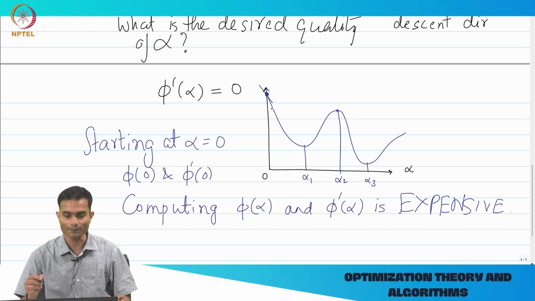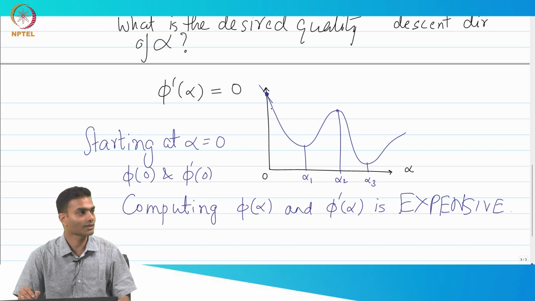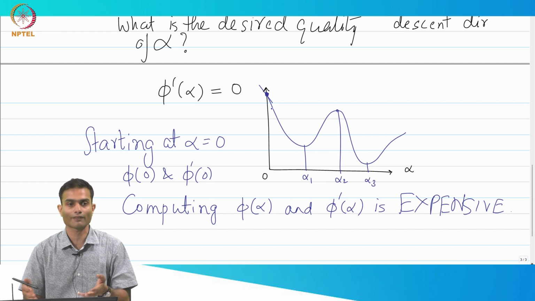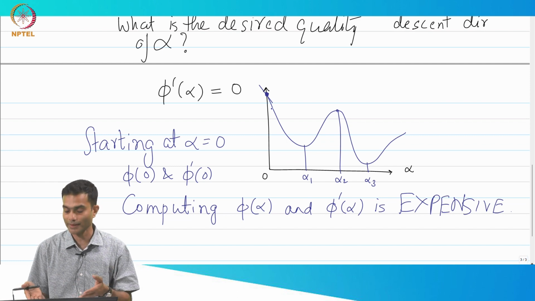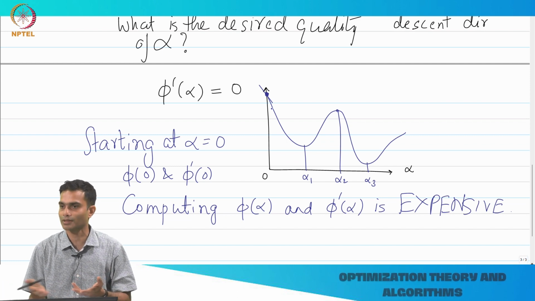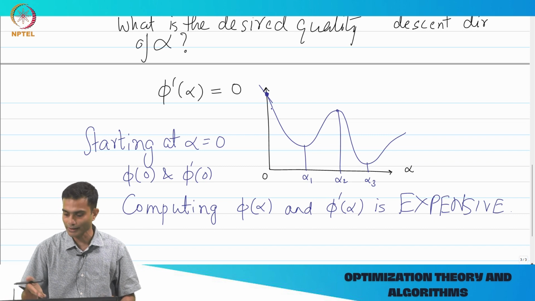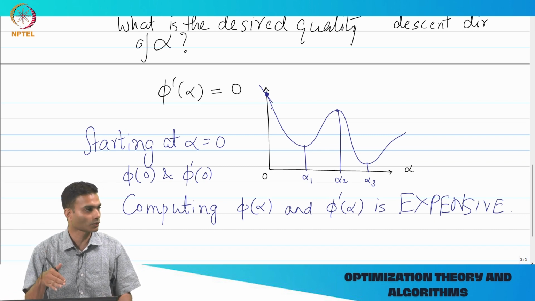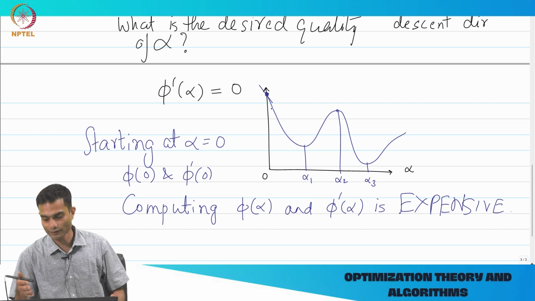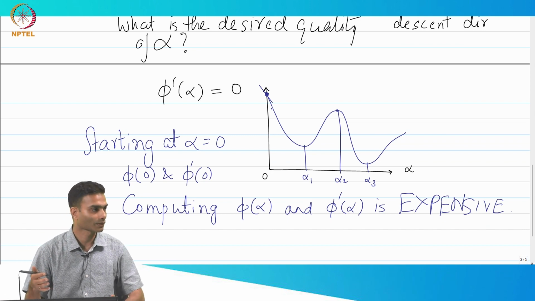What is the bottom line? That even though I can see there are 3 interesting alphas over here, if I could have this graph, I don't need to do any line search. I can automatically say that alpha 3 is the best, it gets me to the global minima. I need not bother with alpha 1 which is a local minima, or get fooled by alpha 2 which is actually a local maxima, right?